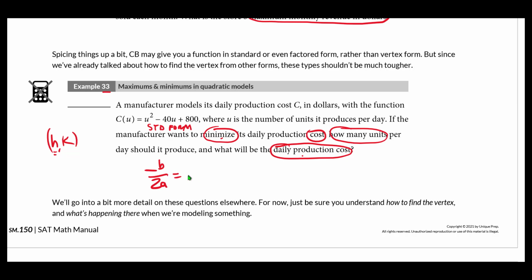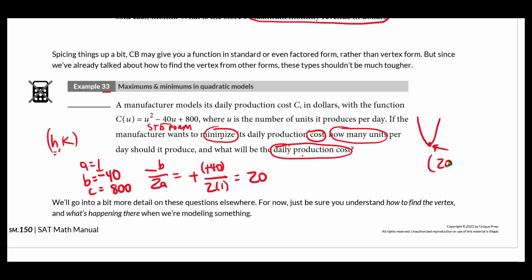In this case, negative b over 2a is going to be negative 40, that's our b value there. In fact, we should write down a equals 1, b equals negative 40, and c equals 800. So we have negative negative 40 over 2a, which is just 1, so these turn positive. We have 40 over 2, which means the x coordinate at the vertex here will be 20. Again, this parabola is going to be opening up, a smiley face. We know that because our a value is a positive 1. So we will have a minimum as our vertex.